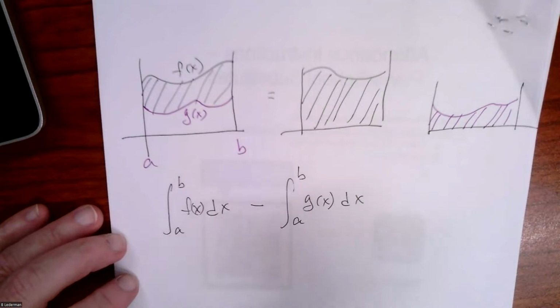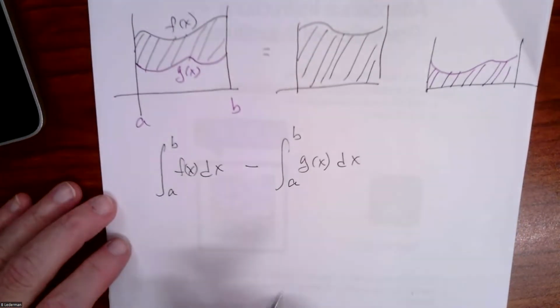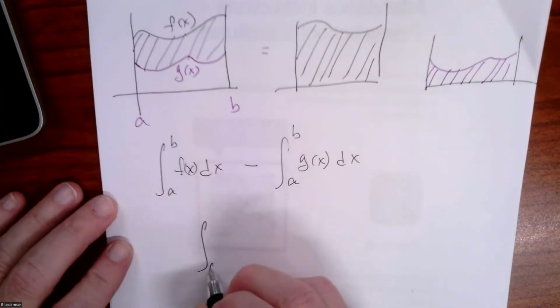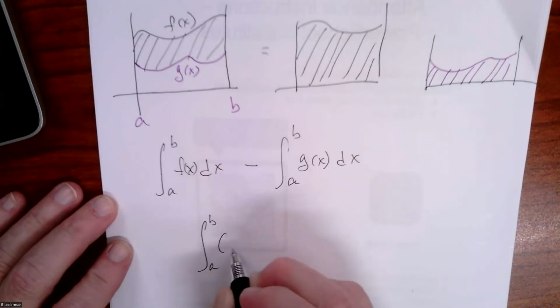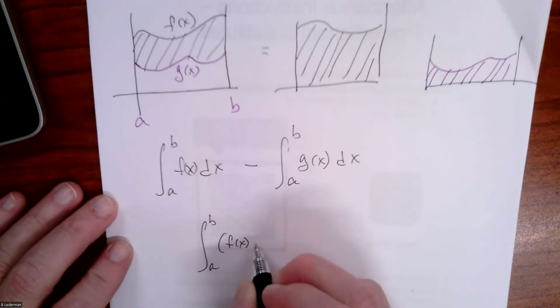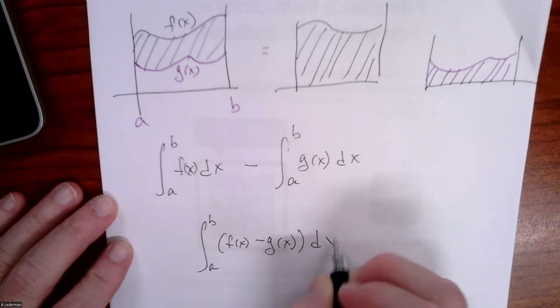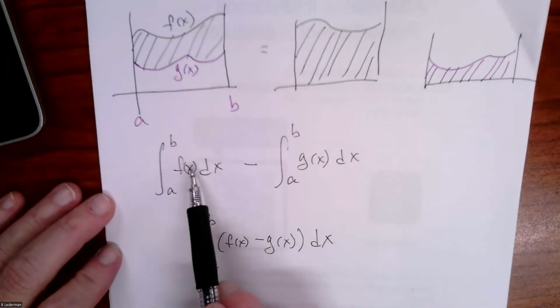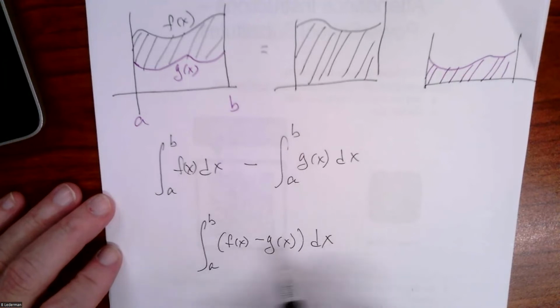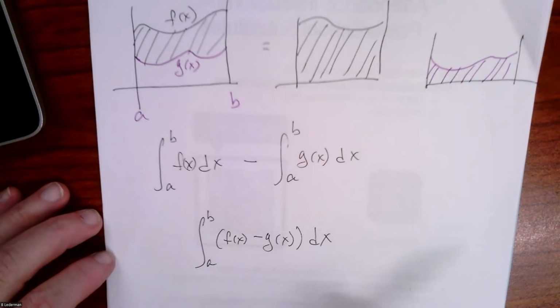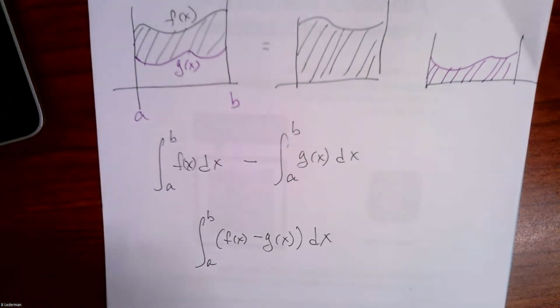Now, of course, we learned from the laws of integrals that we could put this into one happy little integral: the integral from a to b of f of x minus g of x dx. Whether you write it as two separate integrals or as one big integral, it's the same thing. So let's do an example. That'll help a lot.